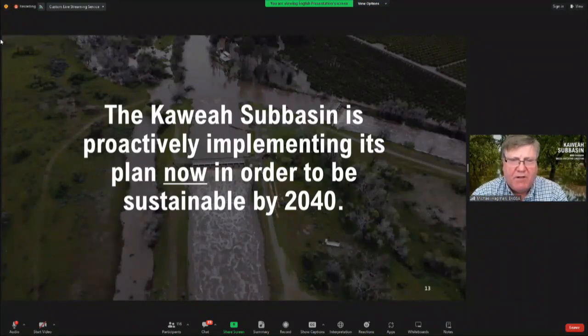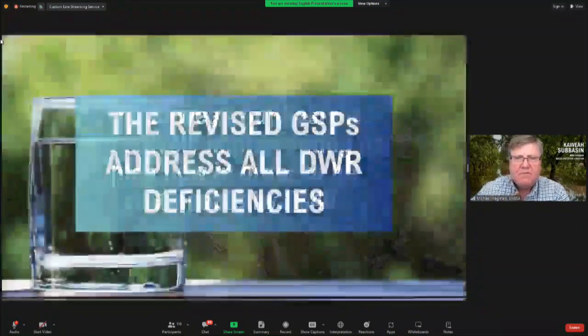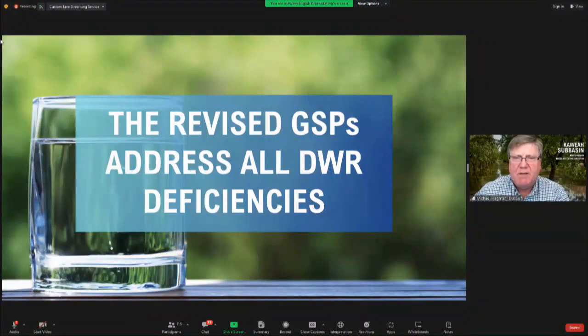Now, I want to be very clear that our primary objective is sustainability by 2040 or sooner. Our reduced groundwater extractions through the allocation process is going to get us there. Projects will help us recover groundwater to measurable objectives. Next slide. Now we'll turn the time over to Abhishek Singh to address the DWR deficiencies.